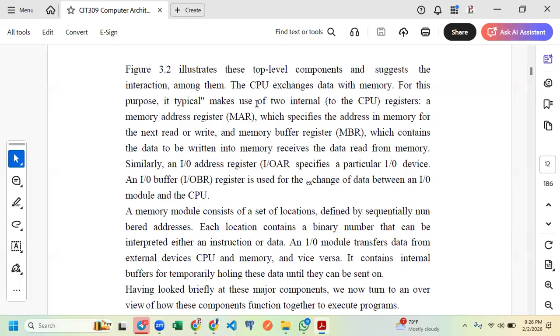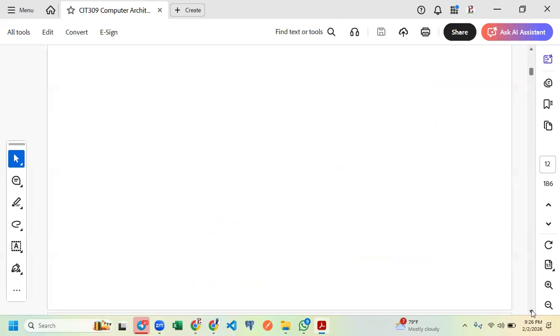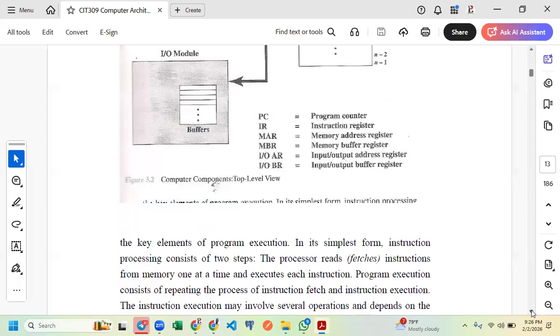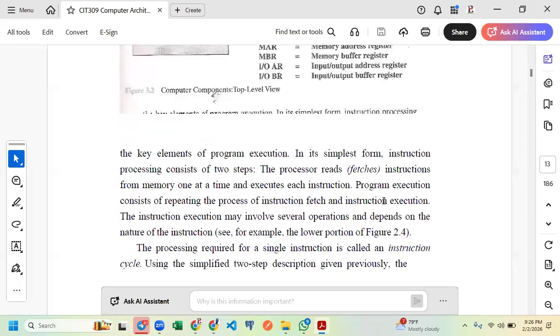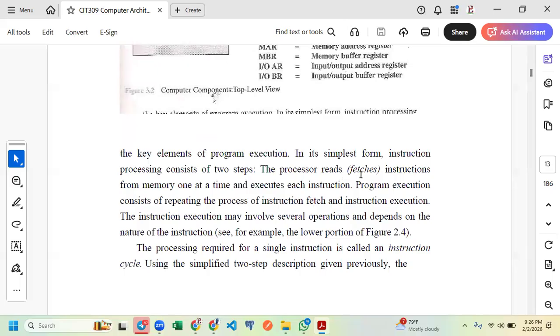So if we say MAR is responsible for that in the CPU, it specifies the fetch, that is, the read. Don't forget what is written here: when they put it in the bracket, it means another word for it is fetch. Do you understand? Go on, sir.